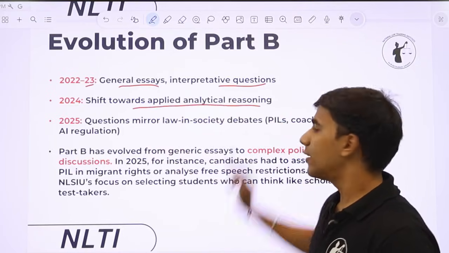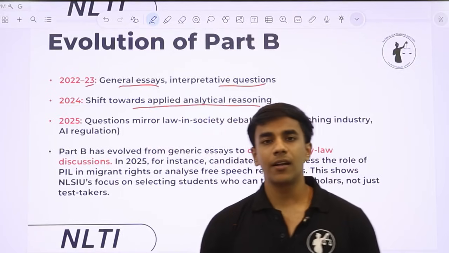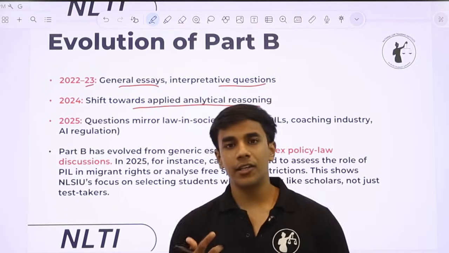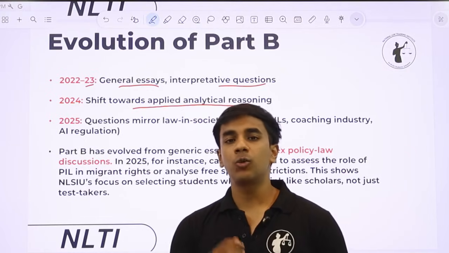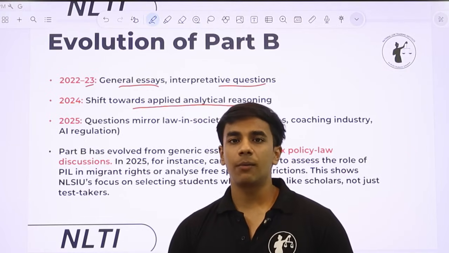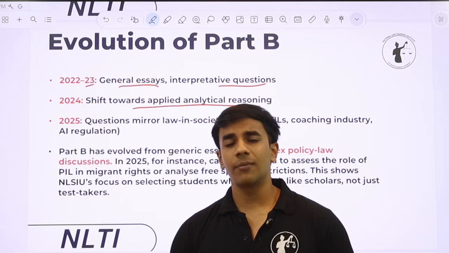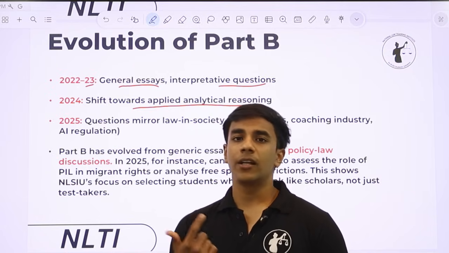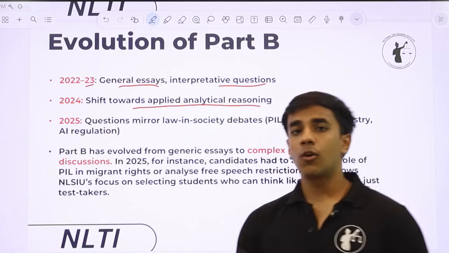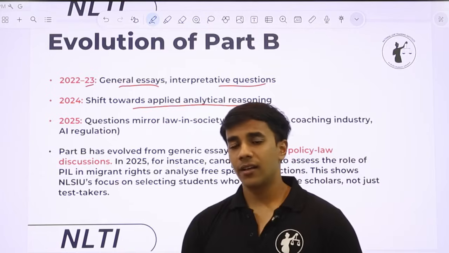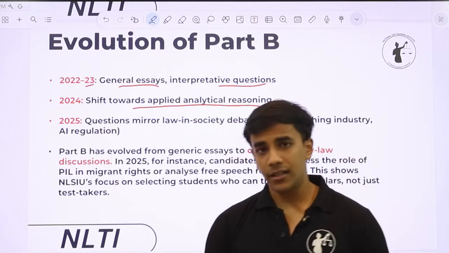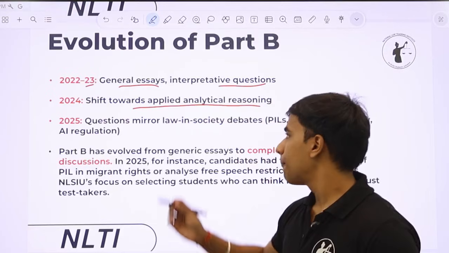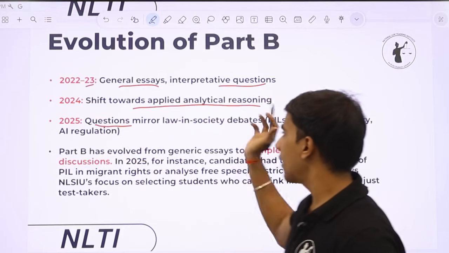Shift towards applied analytical reasoning. Facts became more complicated and the expectation level also rose. You were expected to properly engage with the Part B question. प्रॉपर स्ट्रक्चर मेंटेन करना है, प्रॉपर कंक्लूजन प्रोवाइड करनी है, प्रॉपर क्रिटिक करना है आर्ग्यूमेंट का, प्रॉपर काउंटर आर्ग्यूमेंट देना है. So the questions became more complicated, the level of difficulty increased and also the expectation increased. And 2025 was the final nail again.